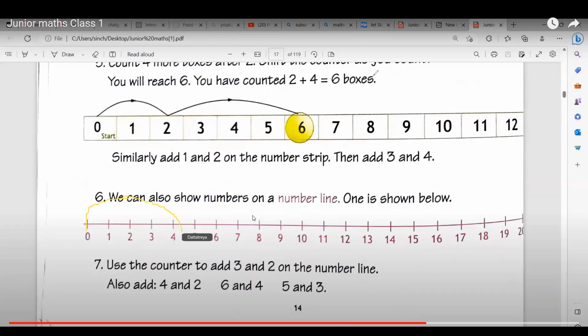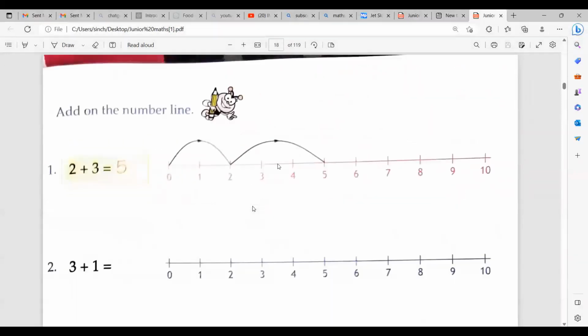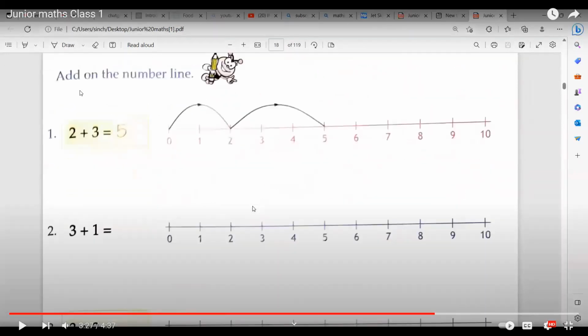Five plus three is 8. Excellent. Very good, beta. Super impressed with you. Okay. Now let's move to the next sum. So you have to, okay, first read the question, then solve it, beta.